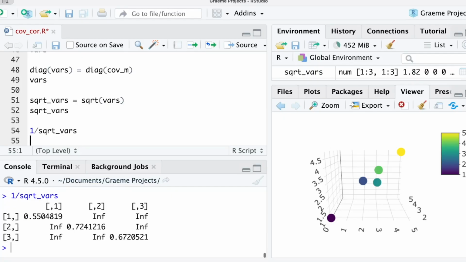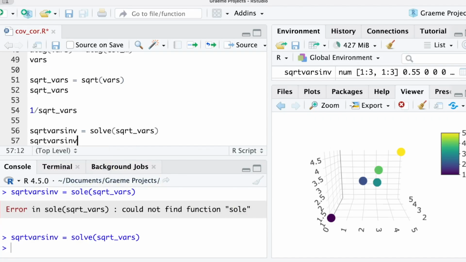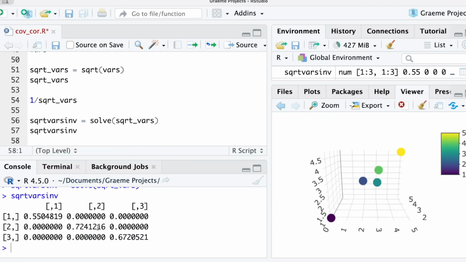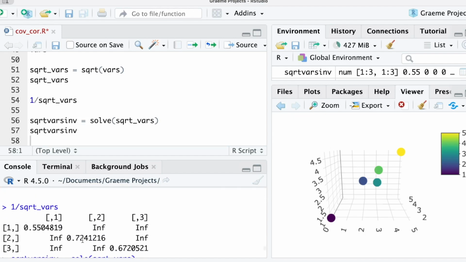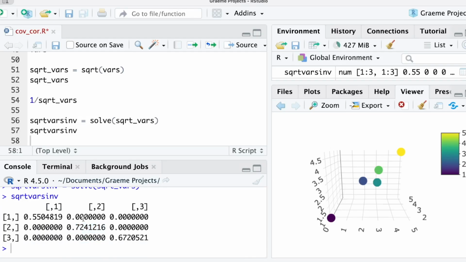This has an issue because if we do that, we get these values for infinity because it tries to divide 1 by 0. And so we don't want these inf values. So instead what we're going to do is use the R solve function. And if we have a look at this, it is the exact same as this, but with zeros instead of the inf values.